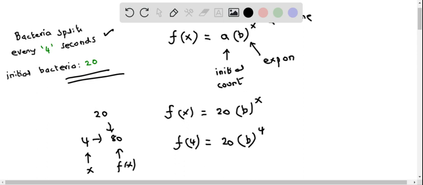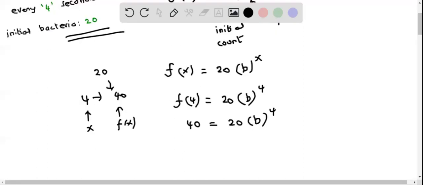Now, f of 4 is 80. That is, after 4 seconds, the count becomes doubled. I'm sorry, if it is double, it is 40. It is not 80. So I'm just changing this to 40, and this equals 20 times b raised to the power of 4.